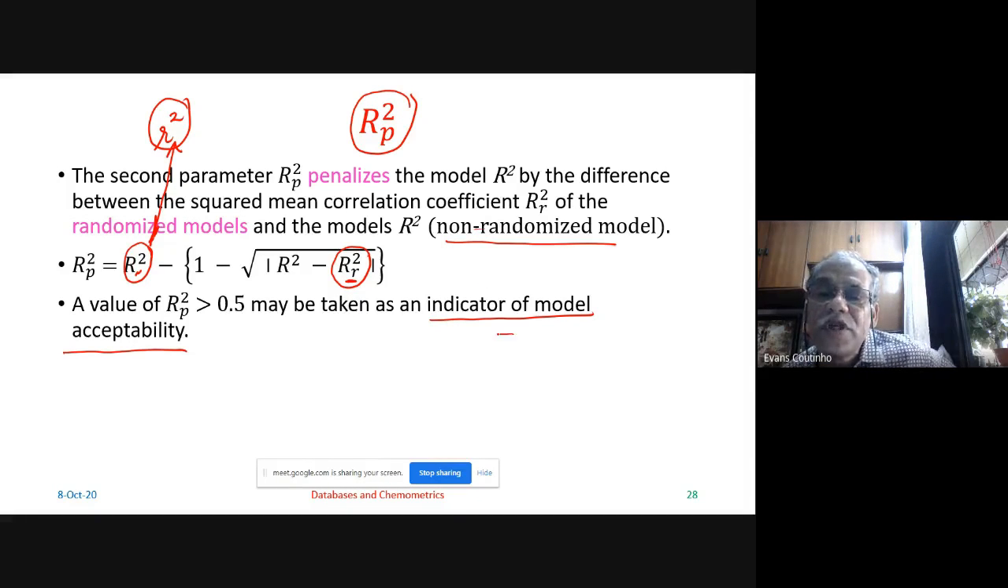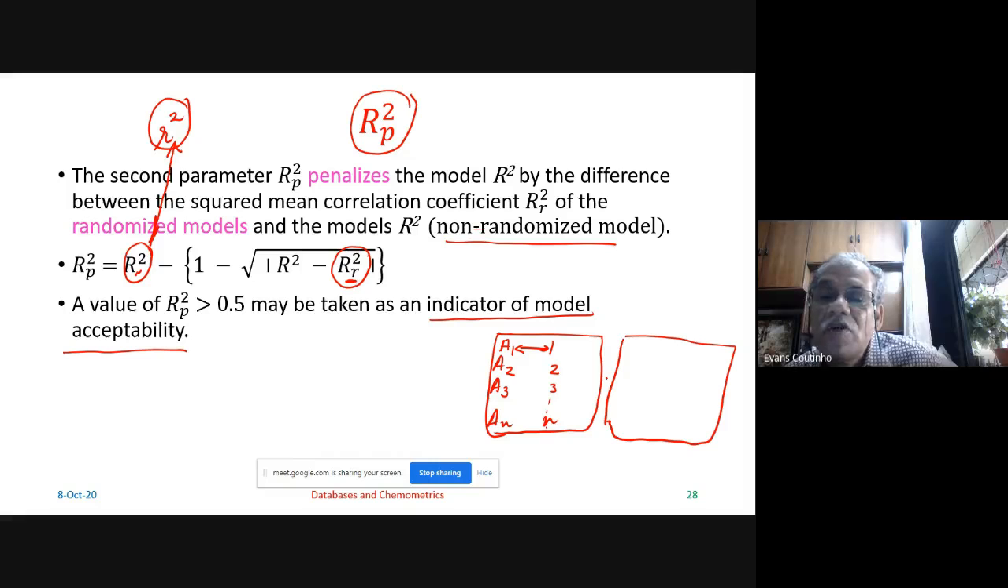So what is a randomized model? If I have my database, with molecule number 1, I have activity A1. Molecule number 2, I have activity A2. For all these molecules, I have their activities. These are the observed activities. Now, in a randomized database, for molecule number 1, I'm going to give it activity 3. Activity 3 is now ascribed to molecule number 1. For molecule number 2, the activity of molecule number 10 is ascribed to it.